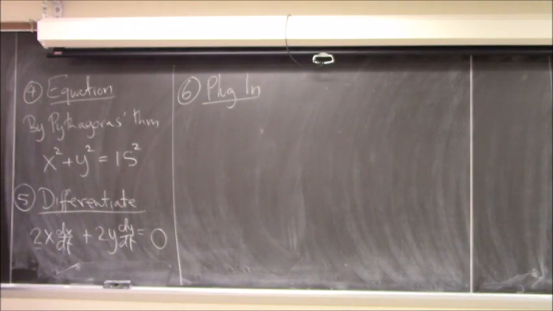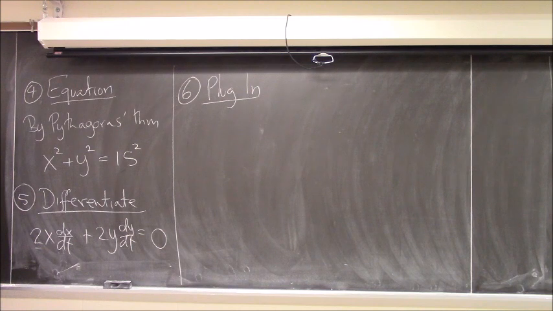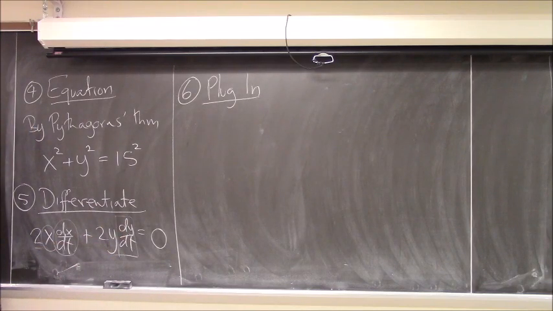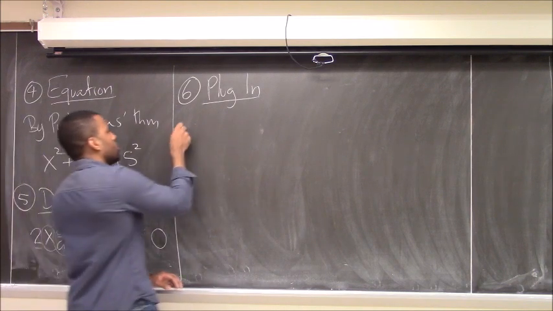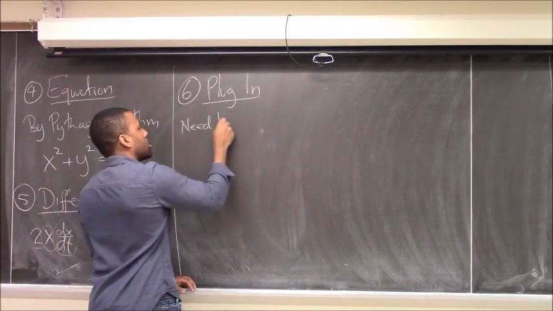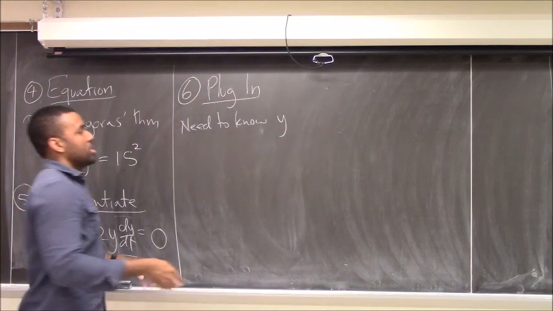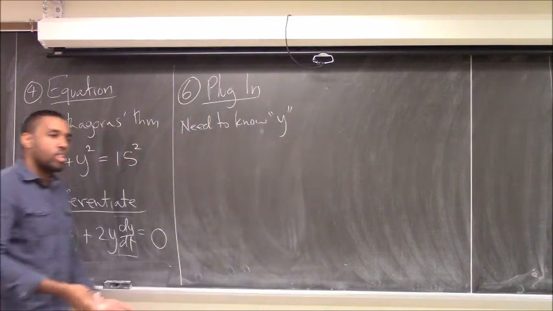Okay, so we need to plug in. So what do we have here? We have x and dx/dt. We know these. We want to find dy/dt. Do we know y? No. Well, we can solve for that. Here we're in a situation where we have more than one unknown. That's kind of an issue. We need to know y, the variable. We need to know what y is.